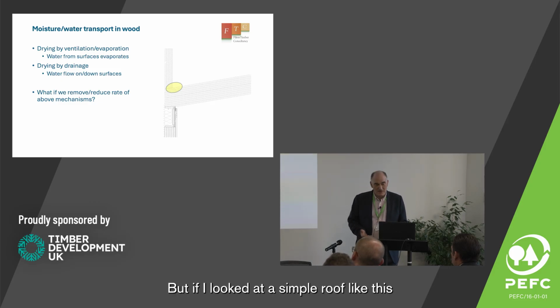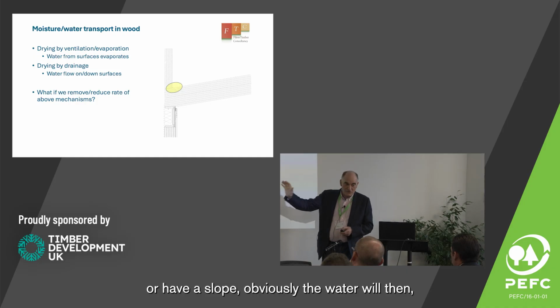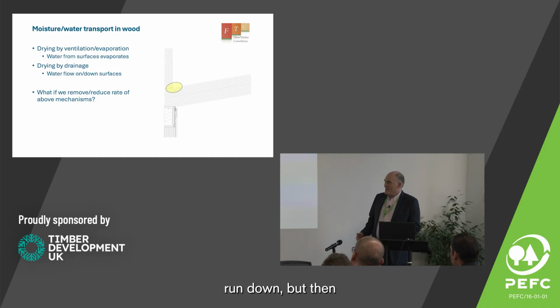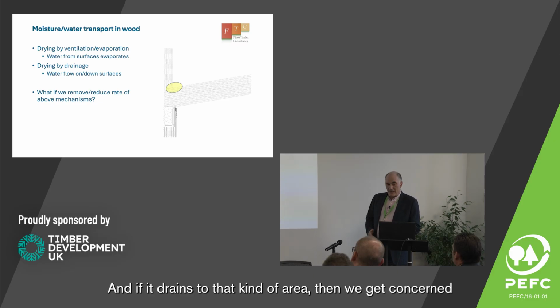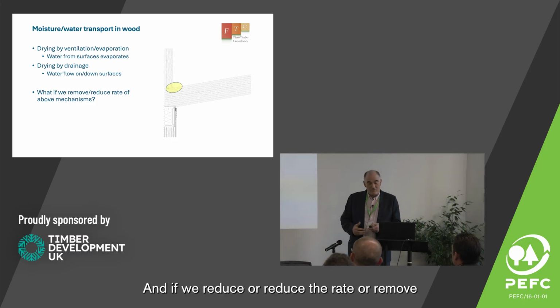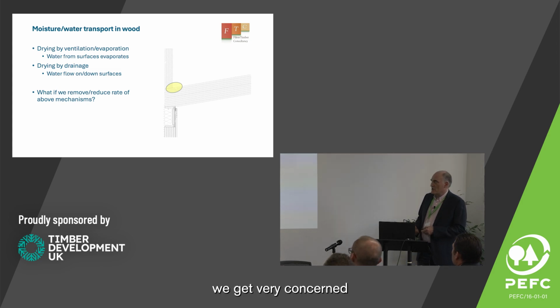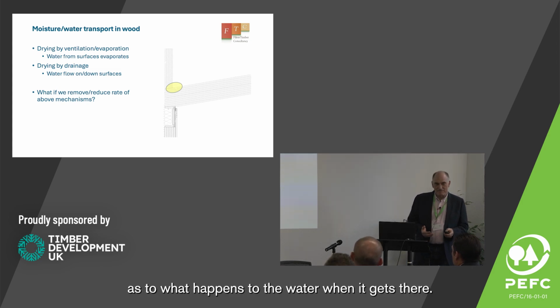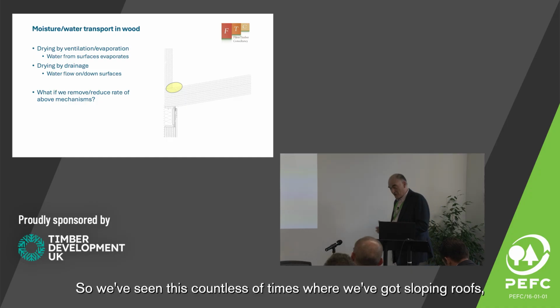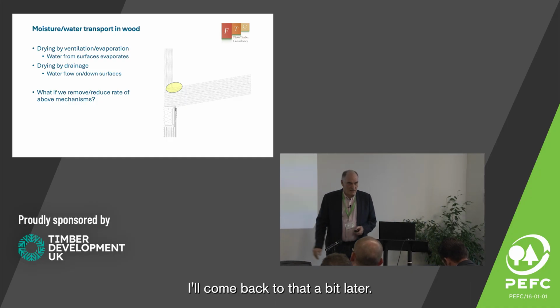But if I look at a simple roof like this, with a slope, obviously the water will run down, and then it will drain. But where will it drain to? If it drains to that kind of area, then we get concerned as to where that water goes and how it behaves. If we reduce or remove those above mechanisms of drying, we get very concerned as to what happens to the water when it gets there. We've seen this countless times where we've got sloping roofs and a parapet wall. I'll come back to that a bit later.